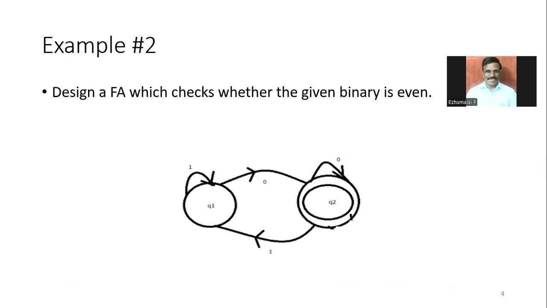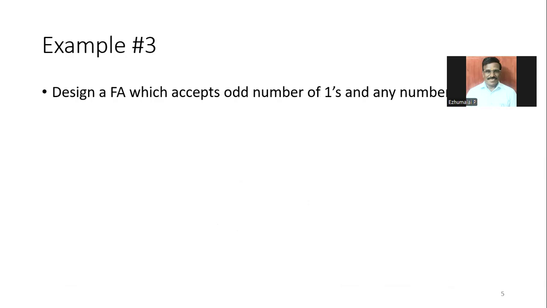Let 0, 0 be given. Okay, first 0 goes from Q1 to Q0. Again, we are giving 0, it will go to Q2 only. Q2 is accepting. 0, 0 is accepted in Q2. Similarly, if we are giving 1, it stays in Q1, not accepted. This checks for an even number of zeros.